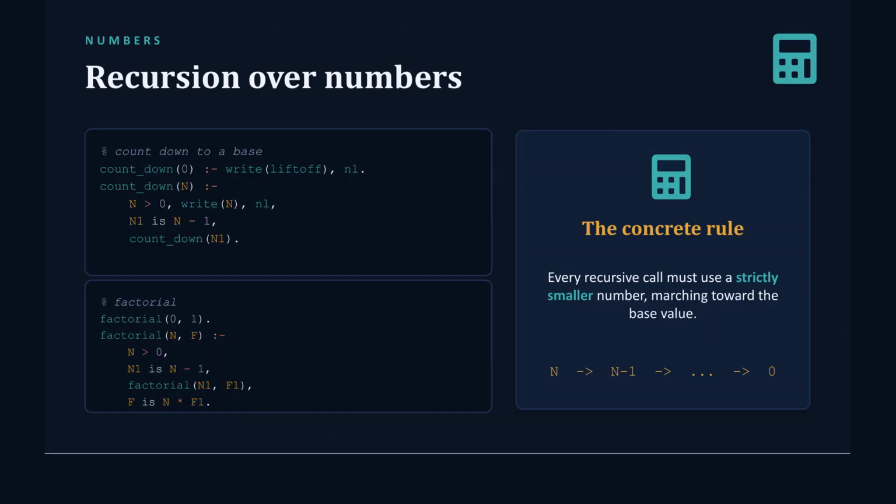Recursion also works over numbers, and here the shrinking is easy to see. Consider counting down, countdown of 0 prints liftoff and stops, the base case, countdown of n, for n above 0, prints n, computes n-1, and counts down from there. Or take factorial. Factorial of 0 is 1, the base case. Factorial of n is n times the factorial of n-1. Each call uses a strictly smaller number, marching toward 0. With numbers the rule for safe recursion becomes concrete, every recursive call must move closer to the base value.